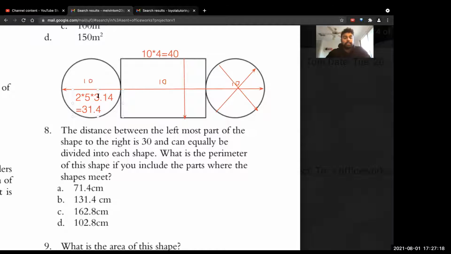Okay, so if we're trying to find the area of the shape, how do you find the area of a circle? Pi r squared, right? We know pi is 3.14, and r is 5, and r squared is equal to 25. So it'll be 25 times 3.14. Let me go to my calculator. That gives me 78.5. Do you understand that?